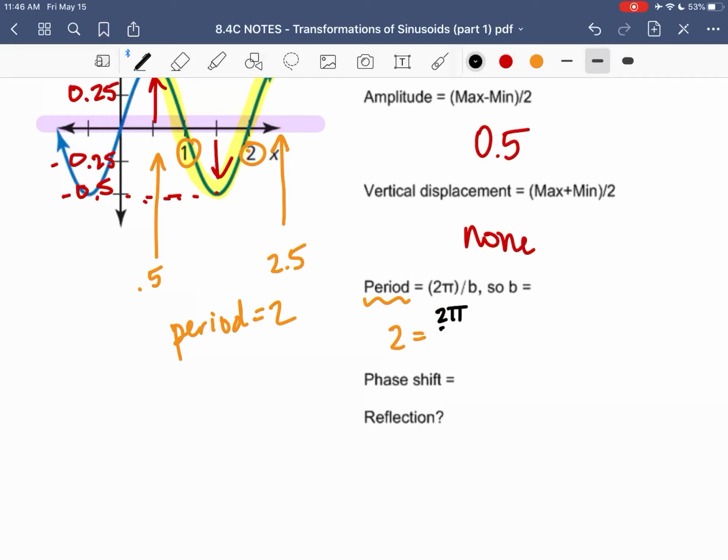Okay, so let's use this formula. My period is 2 equals 2 pi over b, and we need to solve for b. So I'm going to multiply both sides by b to get it out of that denominator. Now I have 2 times b equals 2 pi. At this point you can divide both sides by 2, but I think we can see that b has to be pi. So we get b equals pi.